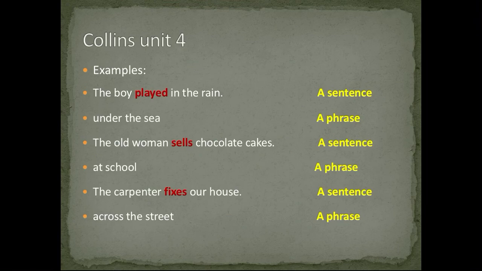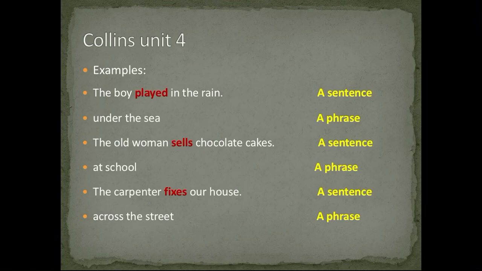So these are examples. The first one says, the boy played in the rain. When I say the boy played in the rain, I understand what I'm saying. I have a verb here, and there is a capital letter and full stop. That means it's a sentence, okay? Because there is a verb and I can actually understand what I'm reading here. The boy played in the rain. I can understand everything in it, and it has a verb. It's a sentence.